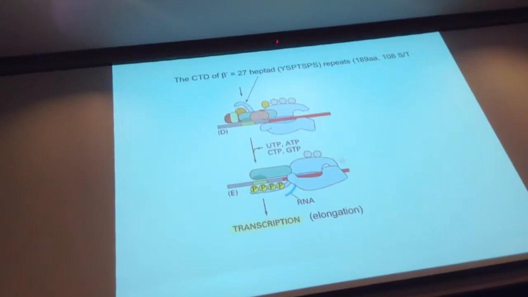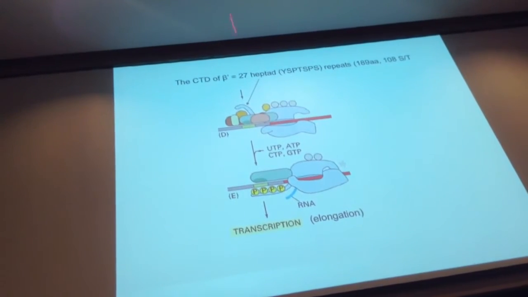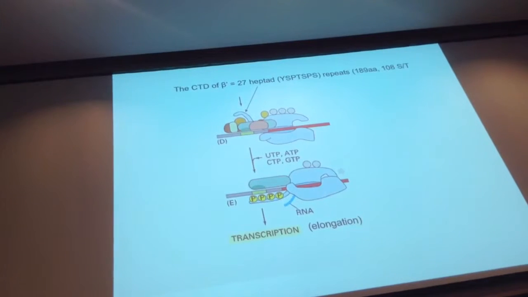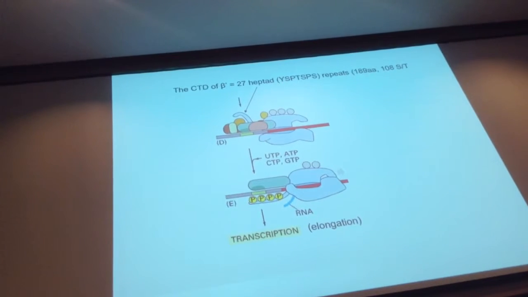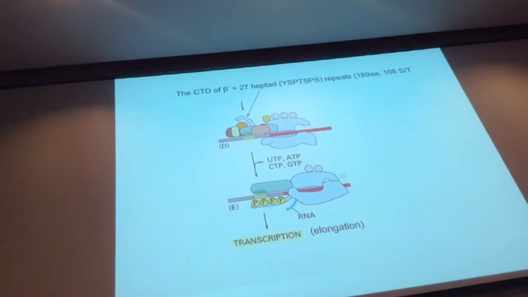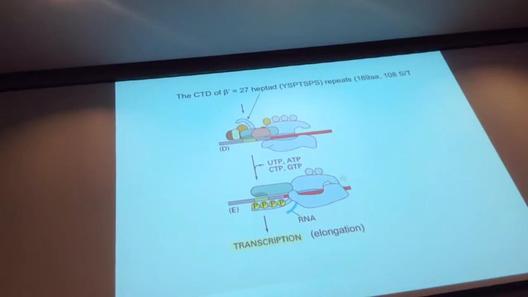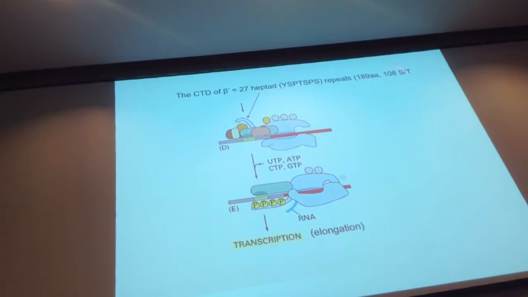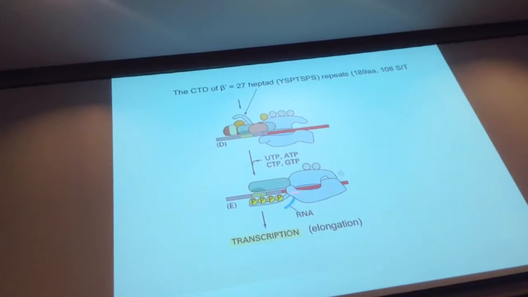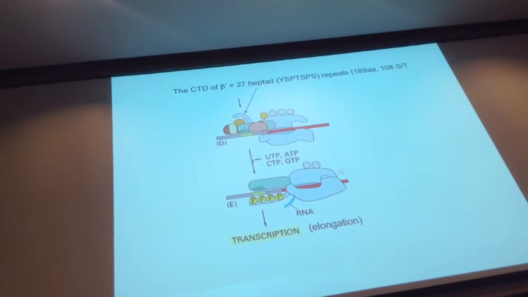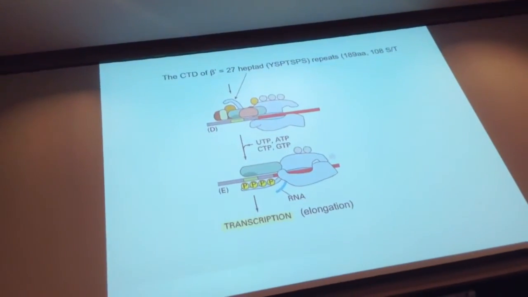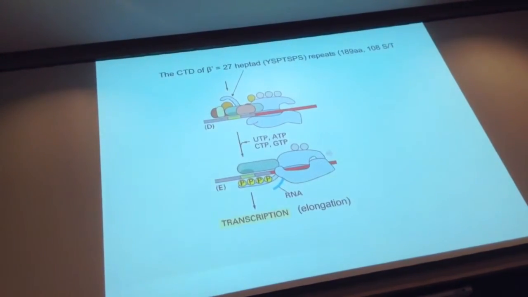You can see that this carboxy terminal domain has 27 heptad repeats, heptad, 7 amino acids. There's the repeat starting with a tyrosine. It has 4 serines and threonines. 3 of those, and I don't remember which of them, I think 3 of them can be phosphorylated. So there's 108 total serines and threonines there. So you can phosphorylate this tail tremendously. 1 phosphate is enough to change the conformation of a protein. When you put all of those on there, it drastically changes it.